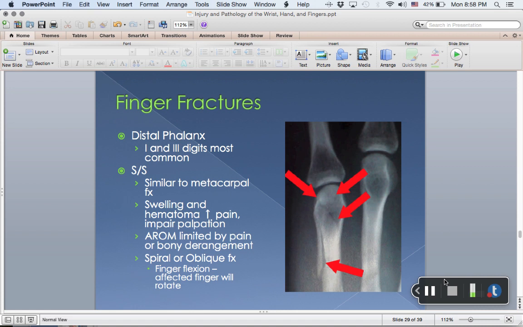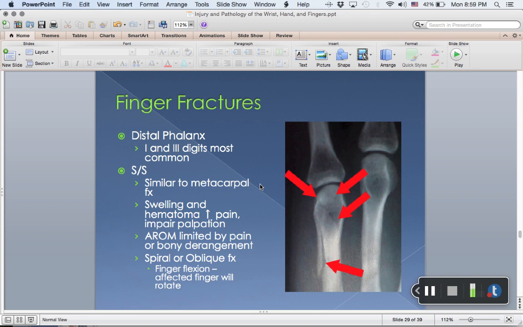So next are finger fractures. Most common of the distal phalanx are the first and third, just because of the location and how they stick out. So signs and symptoms, again, similar to metacarpal: point tender, swelling, hematoma, a lot of pain, may have decreased range of motion because of pain, depending on how bad the fracture is. Again, that could also cause decreased range of motion.